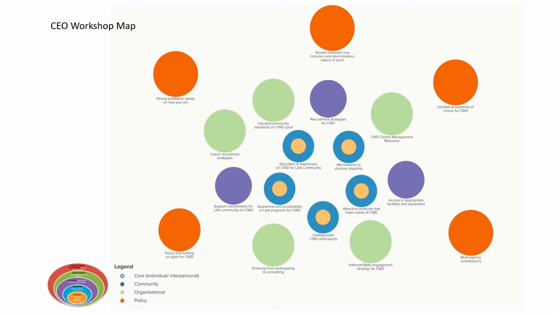This slide shows the results from the workshop. At the centre, we can see the core individual and interpersonal influences. In purple, we see the community level influences, and in green the organisational ones, whilst the macro policy level is represented by the reddish-orange elements. These correspond to the legend on the bottom left and also to the 4 levels that we use to frame our discussion.